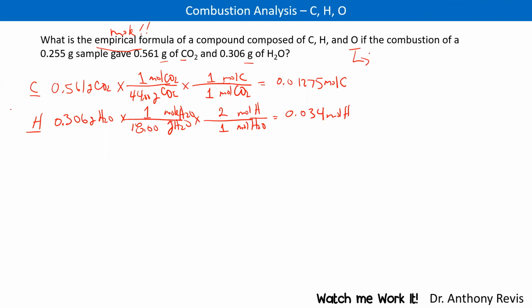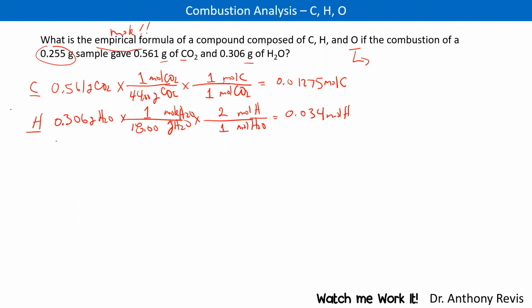To find the moles of oxygen, we will need to do a bit more math. We know that this is the total mass of the sample. And we know then that that mass minus the mass of carbon and hydrogen will give us the mass of oxygen. So let's find the mass of carbon and hydrogen so that we can determine the mass of oxygen.